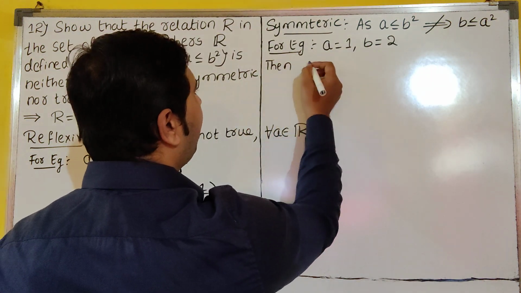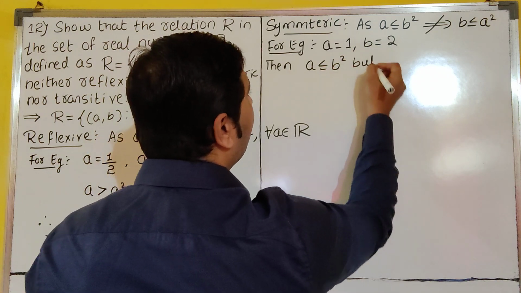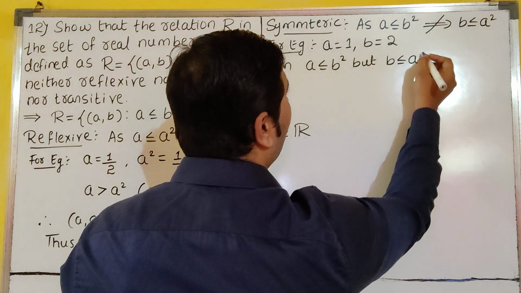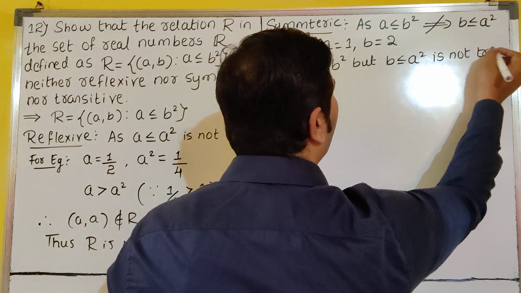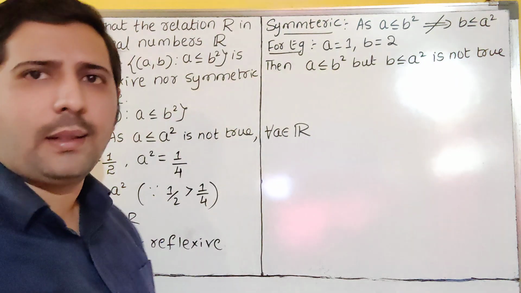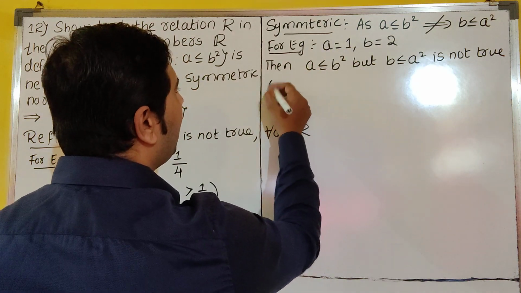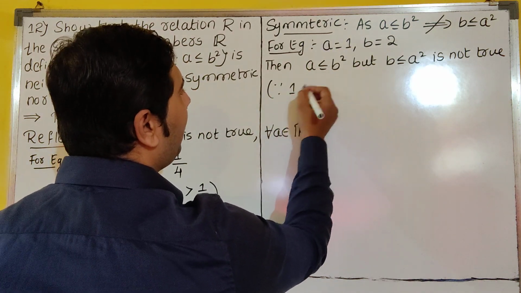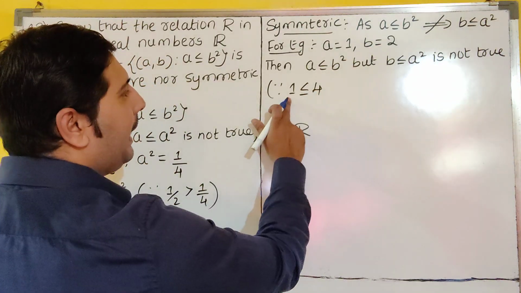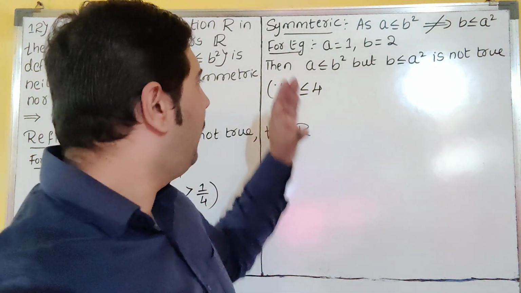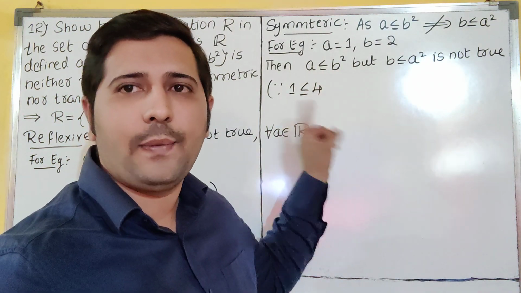See, then A is less than or equal to B square, but B is less than or equal to A square is not true. How, sir? See here, let me illustrate this. A value is 1, B value is 2. 2 square is 4, and 4 is greater than 1, 100%. This is 4 is greater than 1.